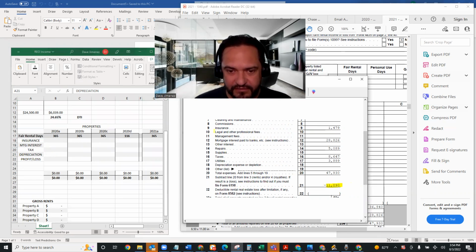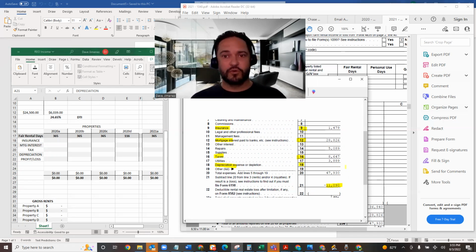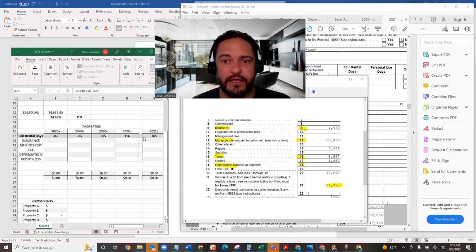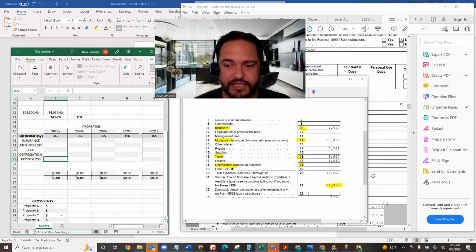So I'm just going to highlight those. We talked about insurance, mortgage interest, taxes, and depreciation. As this is a 2021 tax return, that's lines 9, 12, 16, and 18 of your 2021 tax return. Now, if you're doing it right, essentially you take that line 20, you take that line 21, 11,090 negative. So let's do negative 11,090.